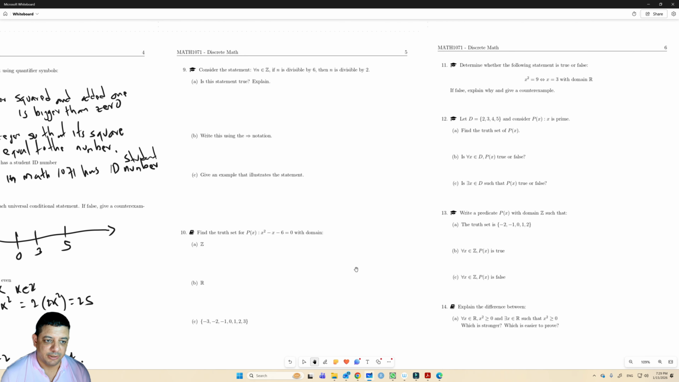Now, for question number 9, it says consider the statement for all n that belongs to the integers, if n is divisible by 6, then n is divisible by 2. Is this true? Yeah, this is actually going to be true. Remember, if n is divisible by 6, it means that n is 6 times some other integer, right? But this means that this is twice 3 times k. And I can just call this 3 times k, s. So since n is twice s, then n is divisible by 2.